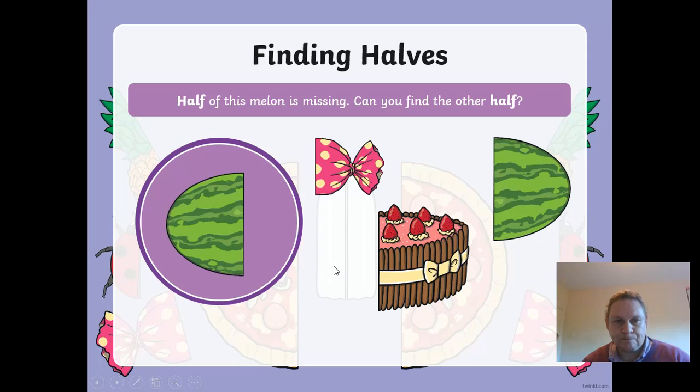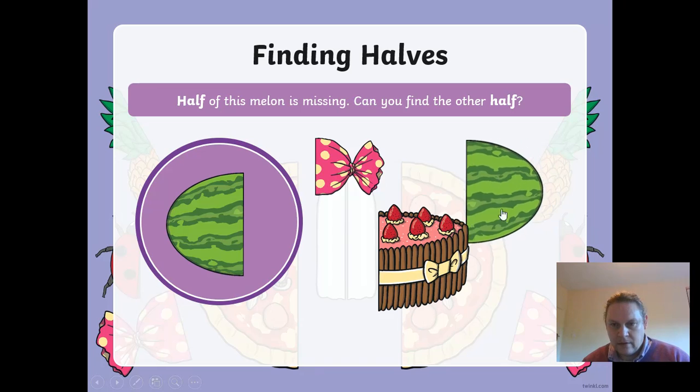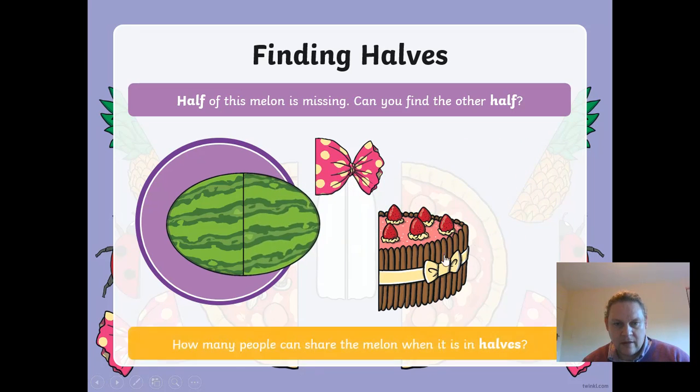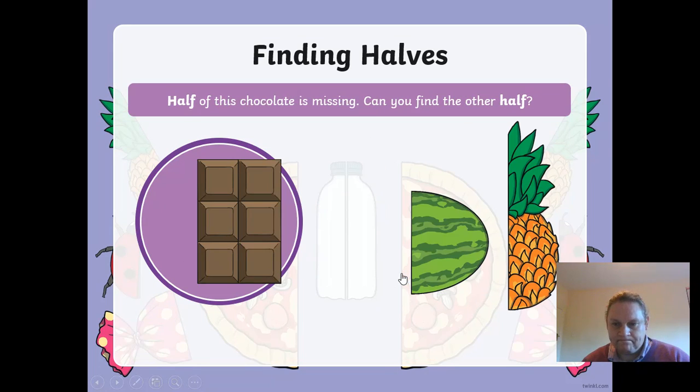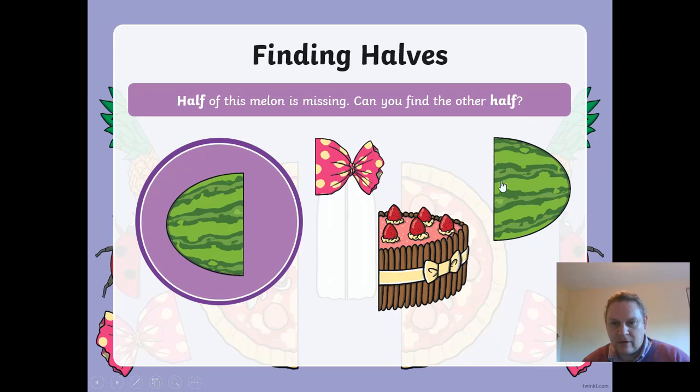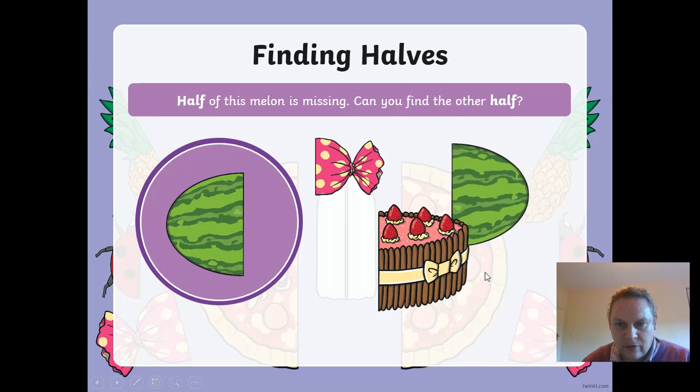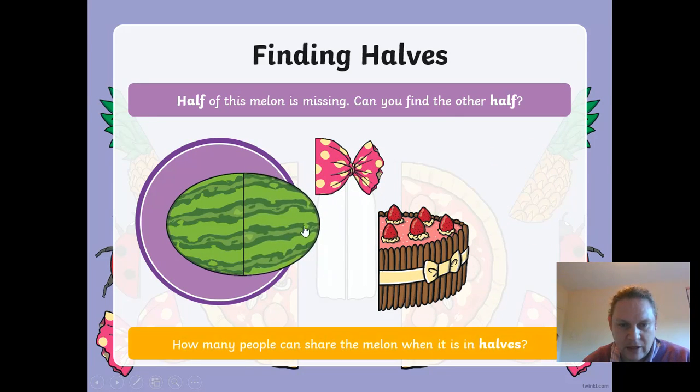Okay. Half of this melon's missing. Can you find the other half of the melon? Okay, there's the other half of the melon. How many people can share the melon when it is in halves? Well, a trick question. I suppose you can invite more people around, but if you had two people, and we wanted to give them an equal amount each, we could have two people sharing the melon. They could each have half, couldn't they?